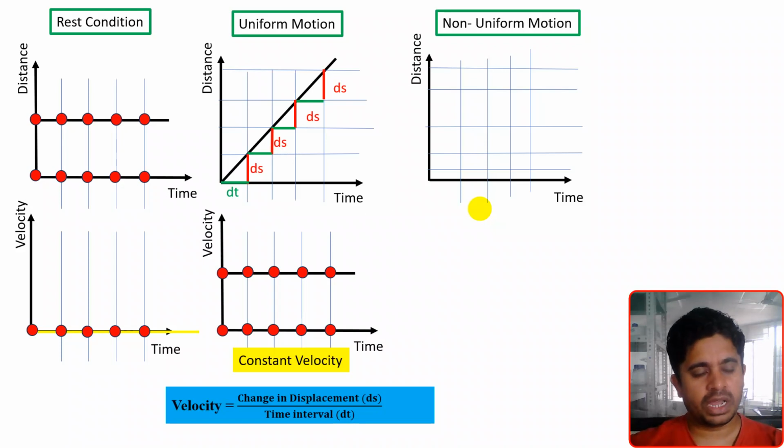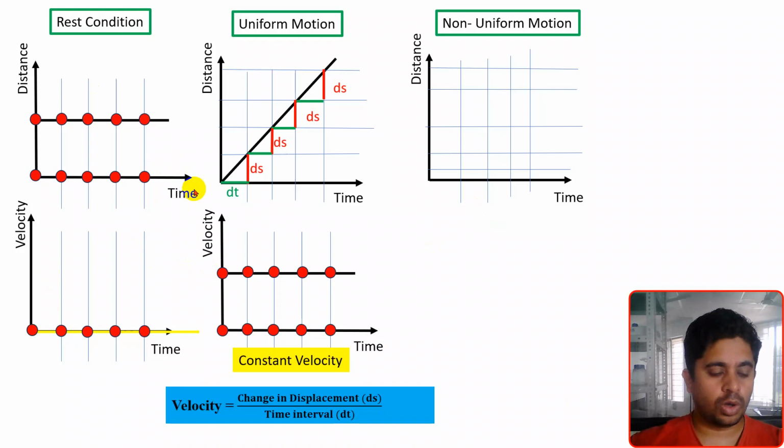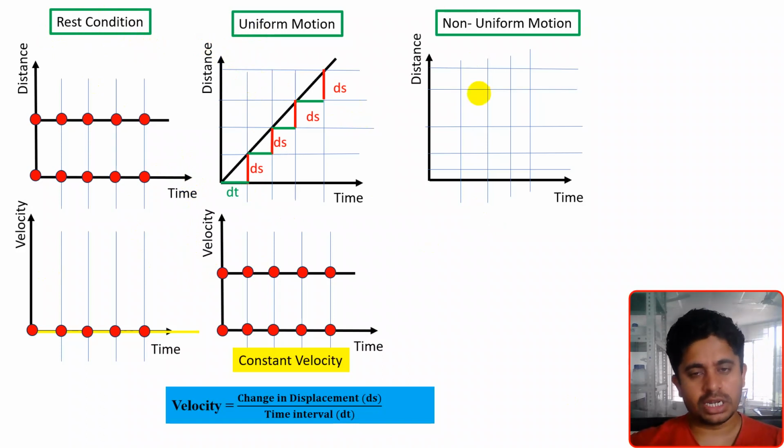Hello everyone. In the last video, we discussed the distance-time graph and velocity-time graph for an object at rest and when the object is in uniform motion. In this video, we will discuss the distance-time graph and velocity-time graph for non-uniform motion.